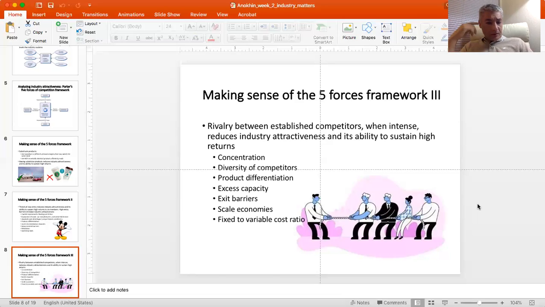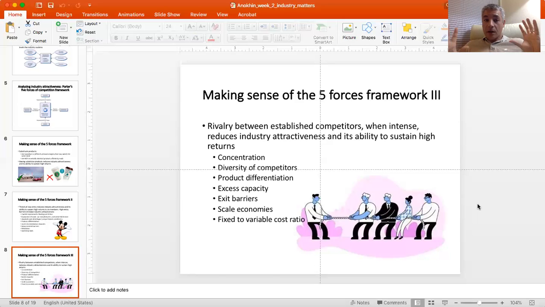Scale economies, we kind of talked about those before, and this fixed to variable cost ratio, which is related to excess capacity, in a way. If your industry is such where companies have high fixed costs and low variable costs, they will do everything they can to cover at least some of those fixed costs. Even if they lose money on each unit they sell, they're not going to lose as much money as they would if they don't sell anything, right? So if your industry is a different one, the one that has high variable costs, then you don't really have the fixed costs you need to cover, right?